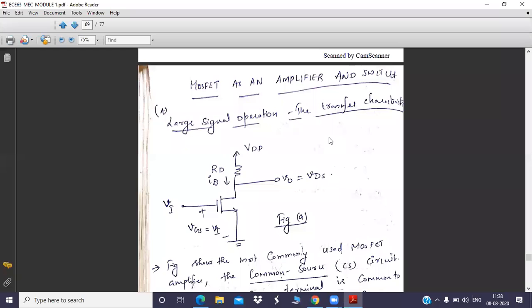So there should not be any change or shift in the Q point. You should maintain it in the saturation region itself. Only then will faithful amplification take place as far as this MOSFET device is concerned. You only have the triode region and saturation region, so the Q point should intercept with the saturation region only.